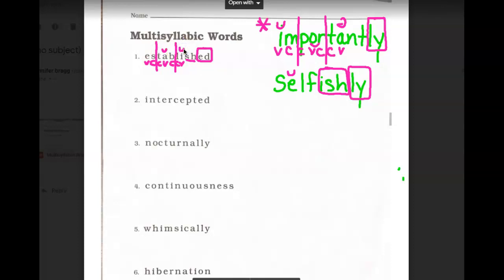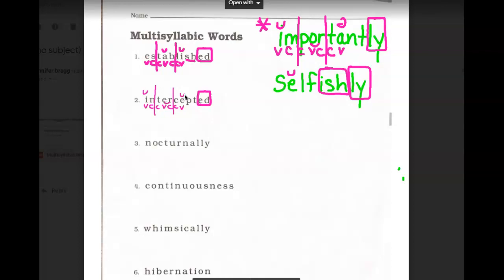Next word, intercepted. So we have an ED, we're going to box in our suffix. Let's look for our pattern here. We got vowel here, vowel here, vowel here. So consonants in between. So we want to divide in between consonants here, consonants here. So we have intercepted. Our root word is intercept. Short I, we have an ER combination. So let's do our arc there and a short E here, intercepted.